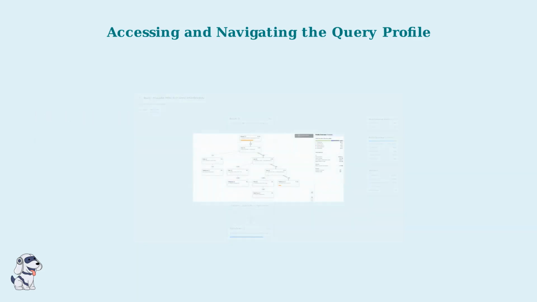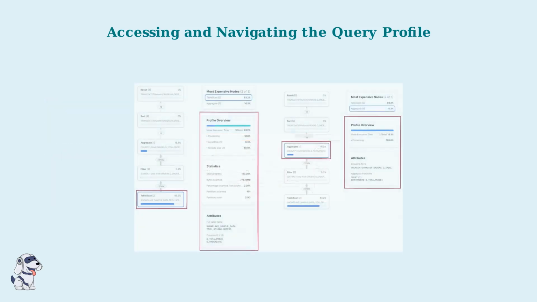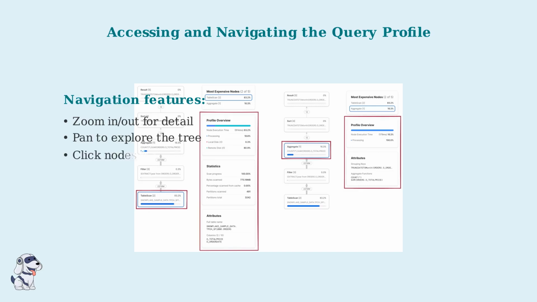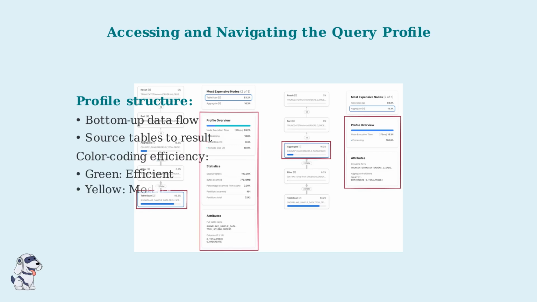The profile displays a graphical tree showing the query's execution plan. Each node represents an operation, connected by lines that show data flow. Navigation features include zooming in and out, panning across the diagram, and clicking nodes to drill down into detailed metrics. The tree flows from source tables at the bottom to the final result at the top. Color coding uses green for efficient operations, yellow for moderate, and red for potential issues. These navigation tools make it easy to explore and understand query performance in Snowflake.